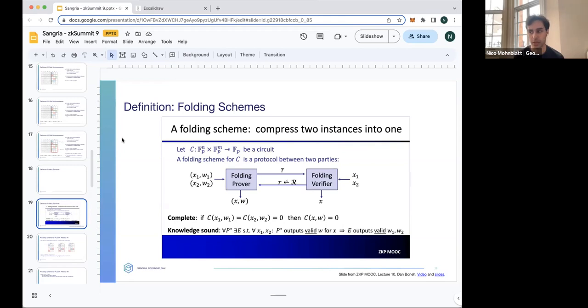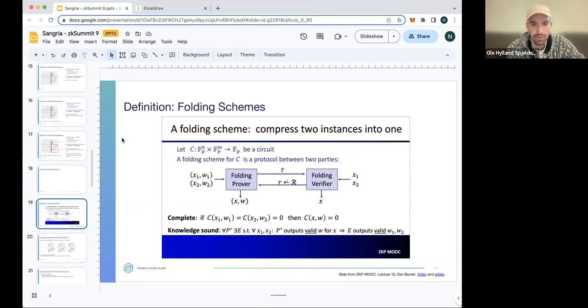But again, you wouldn't fall under the definition of a folding scheme, which means that if you want to show that you can get IVC from this kind of construction, you'll have to prove it yourself. Which, I see a smile. You don't seem too worried about it. But yeah.